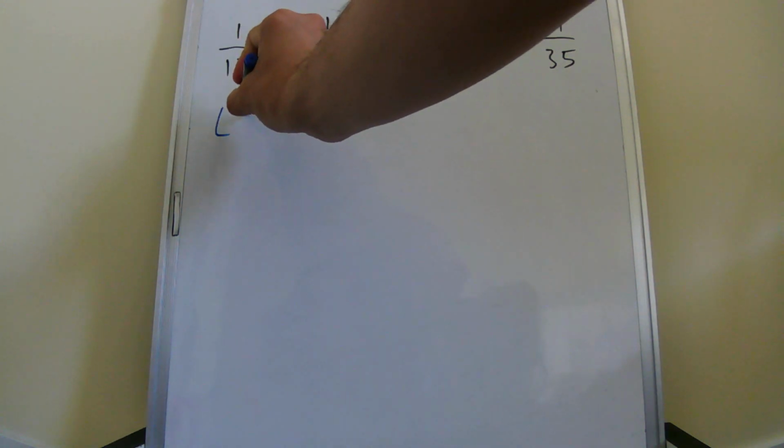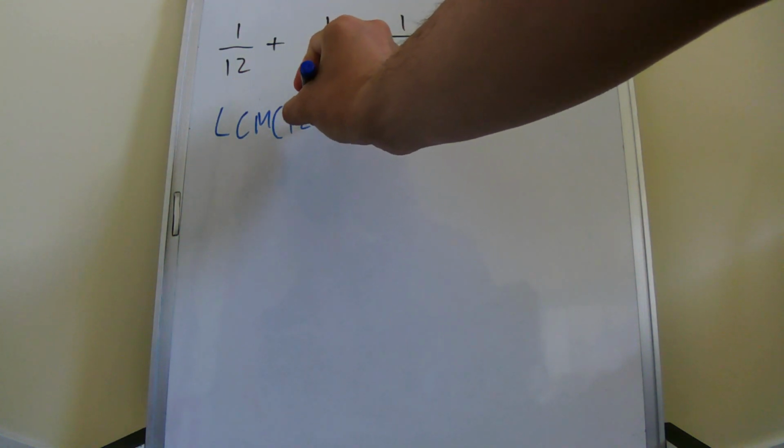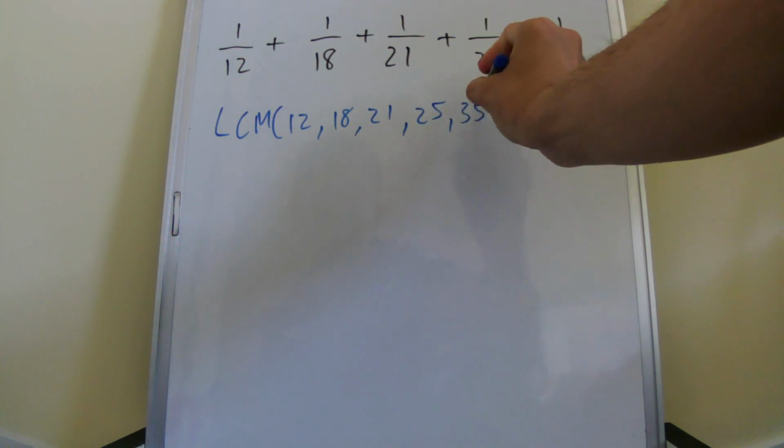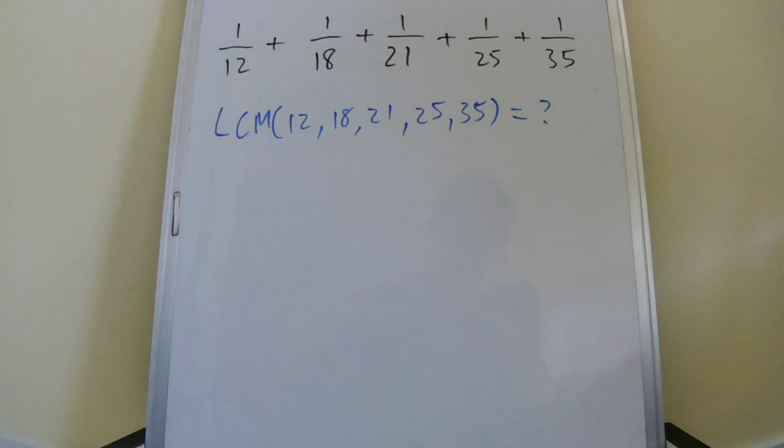The LCM of 12, 18, 21, 25, and 35. I need to figure out what this is. Okay? So the best way to do this, the most systematic way, is to prime factorize each denominator. So I'm going to write them out.